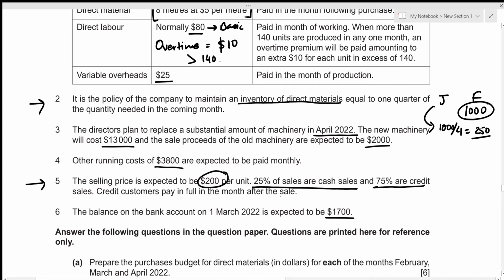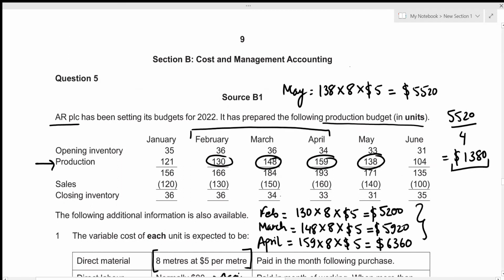So if we are making the sales in the month of March, then 75% of it is going to be credit sales, and for that particular credit sales we will be receiving the amount in the next month, which is going to be April, right? First, let's figure out our cash sales for the month of March and April. Let's have a look at our production budget. We are given the sales unit right here. Alright, so for the month of March, the sales unit is 150.